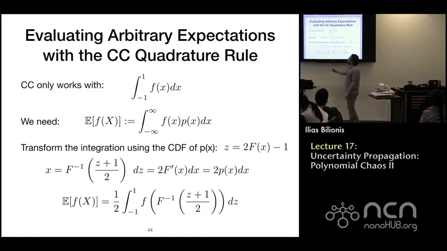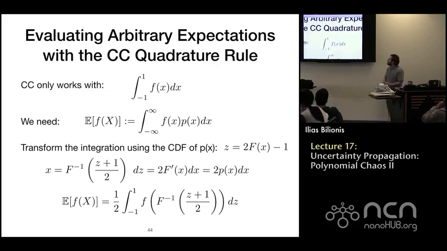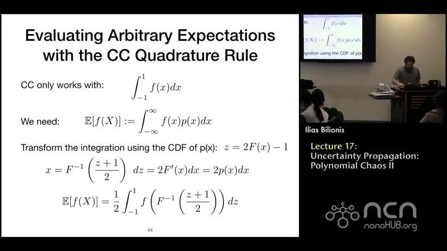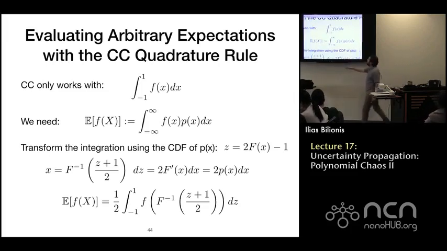All right, so the CC rule only works with integrals that look like that. Okay, so minus 1 to 1 of f of x dx. But what we really want to be doing are expectations that look like that. So you have an x with a probability density p of x, with finite or infinite support, and you want to do an integral like that. Or perhaps here you can put your polynomials or whatever. So how do you go from a quadrature rule that is designed for this integral to a quadrature rule that works for this integral?